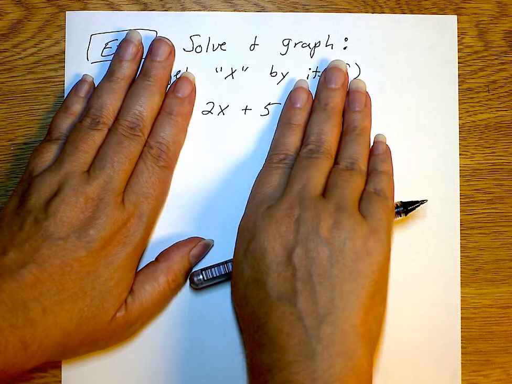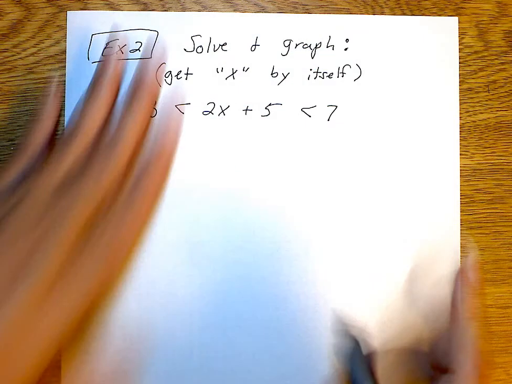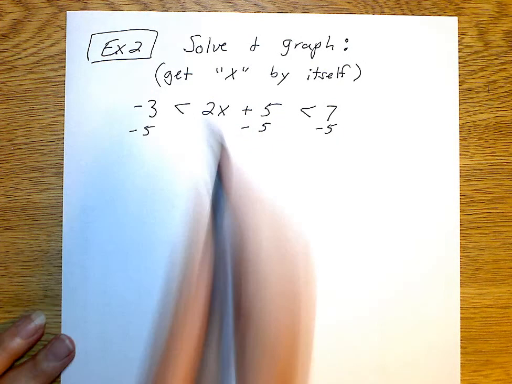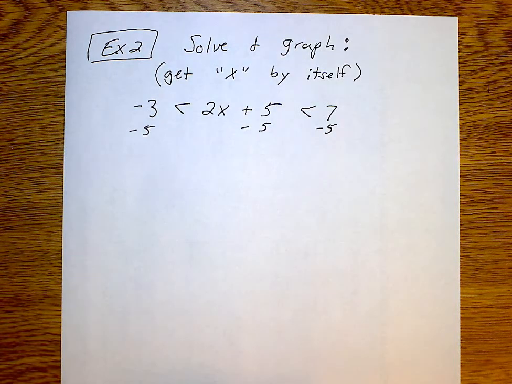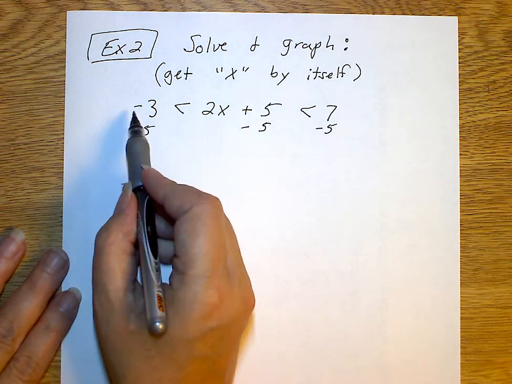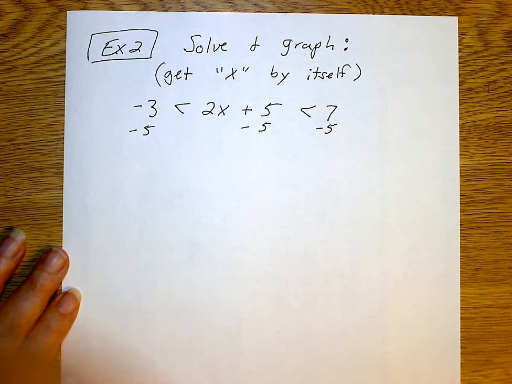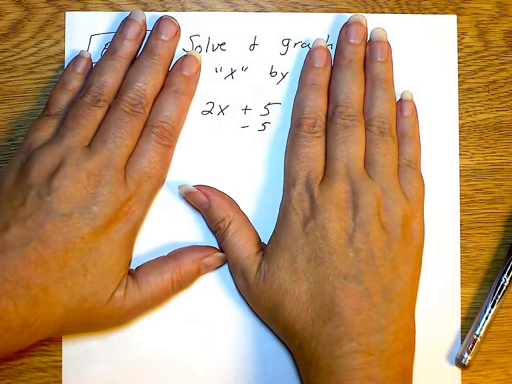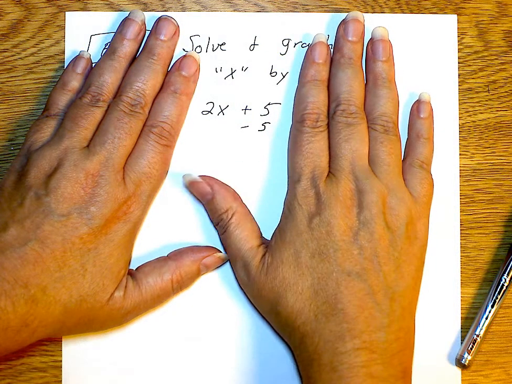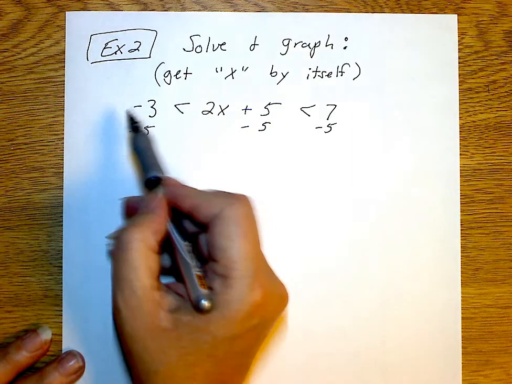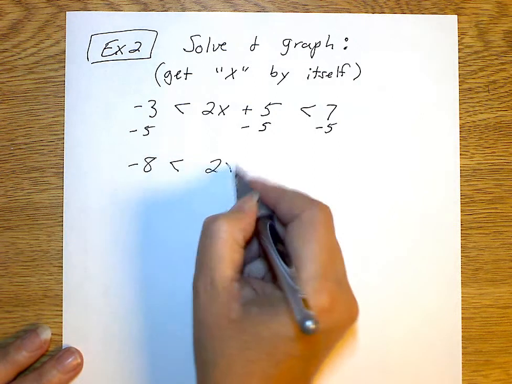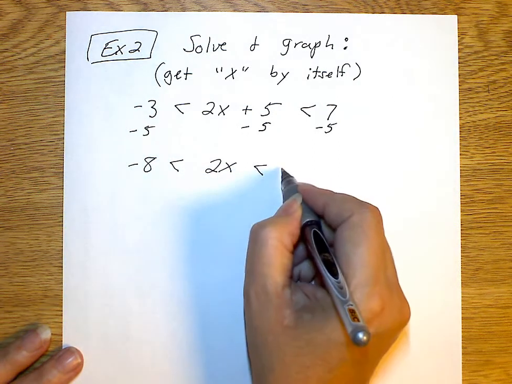I'd minus 5. When I minus 5, I'm going to minus 5 in every side. So you're minusing 5 in all 3 spots. Yep, you're always going to work with the one in the middle. So it's either going to be adding or subtracting and then multiplying and dividing. So -3 minus 5 gives me a -8 is less than 2x, which is less than 2.